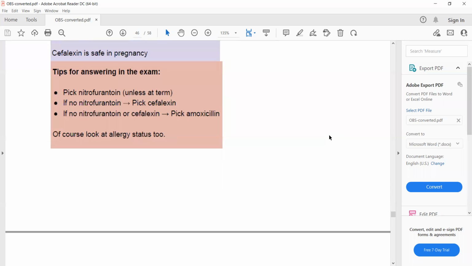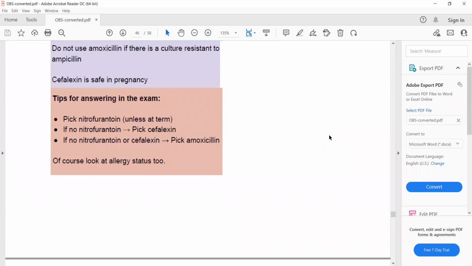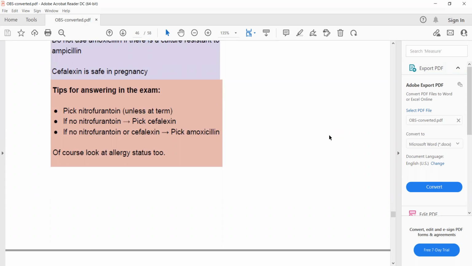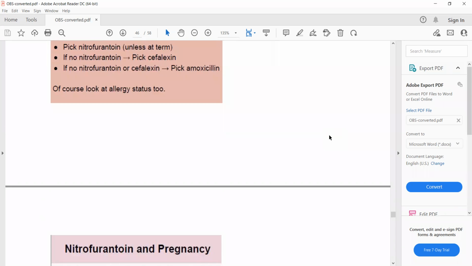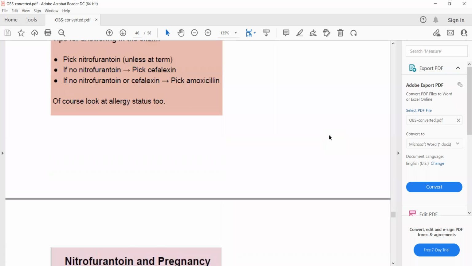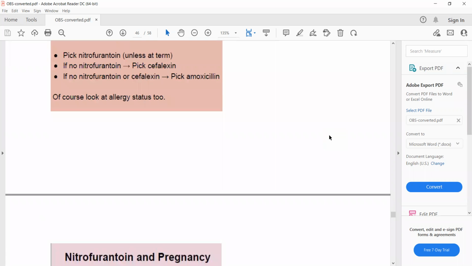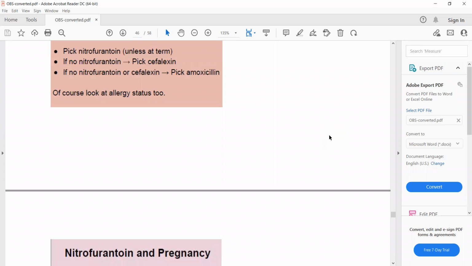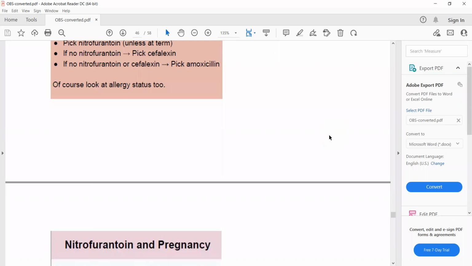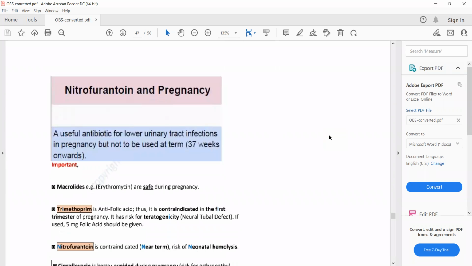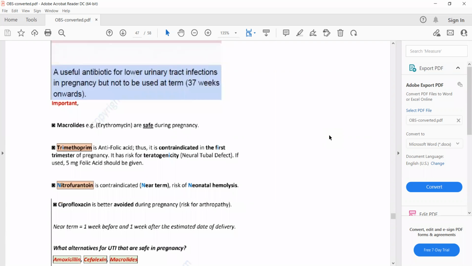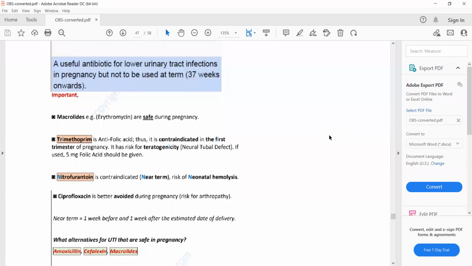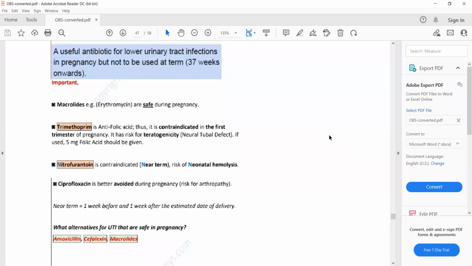So you can pick nitrofurantoin if the patient has UTI, but do not pick nitrofurantoin if she is at term. Term is basically usually 37 weeks of gestation. If nitrofurantoin is not given in the options, then we can pick cephalexin, and if both of them are not given, then we can also pick amoxicillin. Macrolides such as erythromycin are also safe during pregnancy, so they can also be used.